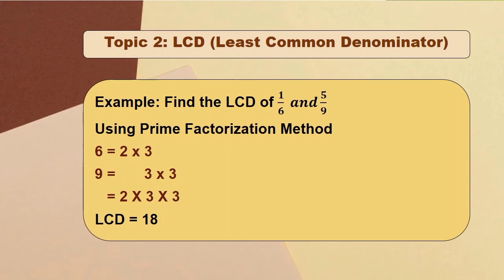Example number 2. Find the LCD of 1/6 and 5/9 using prime factorization method. The prime factors of 6 are 2 times 3, and the prime factors of number 9 are 3 times 3. Now, the prime factors of 6 and 9 are 2 times 3 times 3, and the LCD is 18.